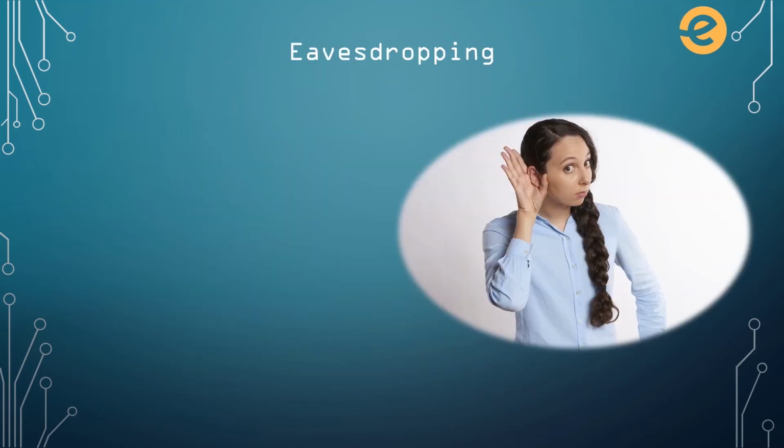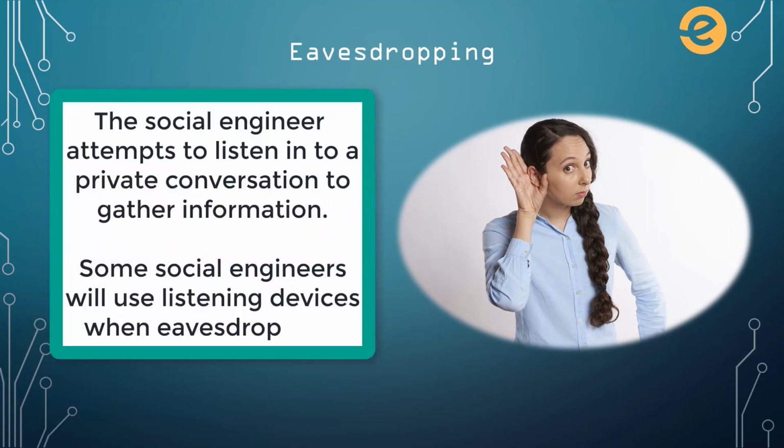Let's have a look at eavesdropping. Eavesdropping is a social engineering technique in which the attacker will attempt to listen in on private conversations to gain information. An example of eavesdropping would be listening in while a help desk technician reads off a password to a user that had forgotten it. While eavesdropping can be as simple as being in the right place at the right time to listen to a conversation, some attackers will take it one step further by creating their own listening devices.